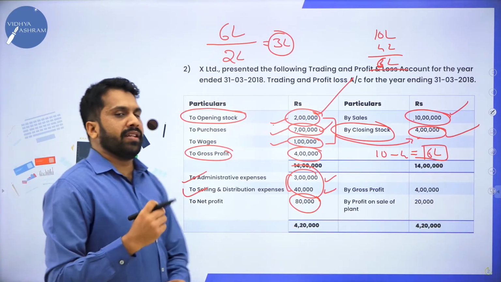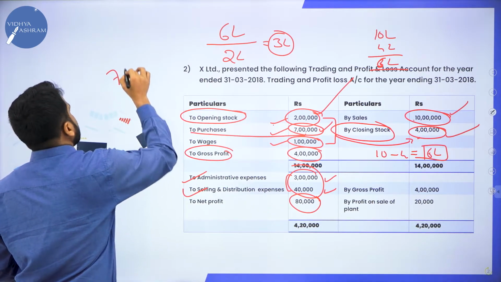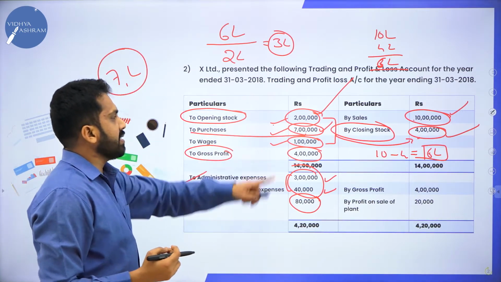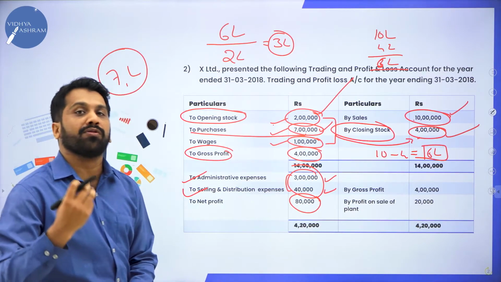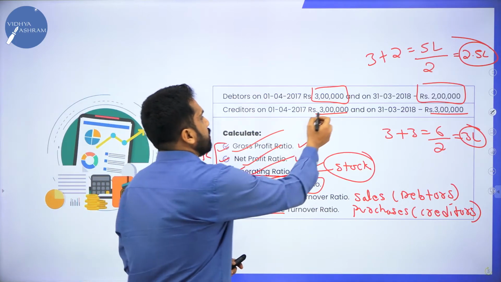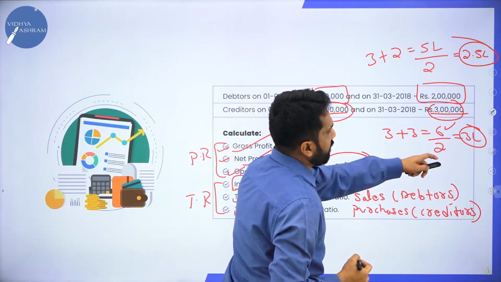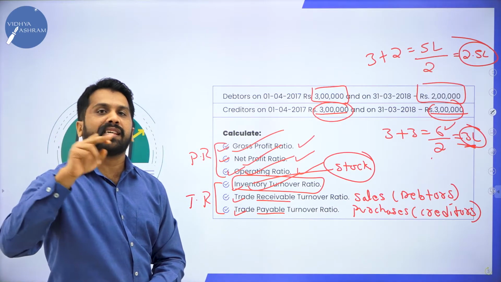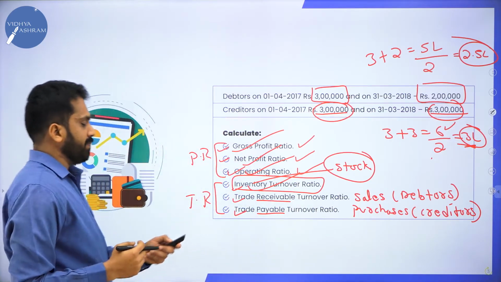Now, in this, what is your purchase? Purchase is given. It is 7 lakh. You got one thing. Your net purchase means how much? It is 7 lakh. Divided by what? Average trade payable. Now, how to find out that? See, your average trade payable is 3 lakh plus 3 lakh, it is 6 lakh. 6 divided by 2, it is 3 lakh. You got your answer. Your purchase is how much? 7 lakh. Your average is how much? It is 3 lakh.